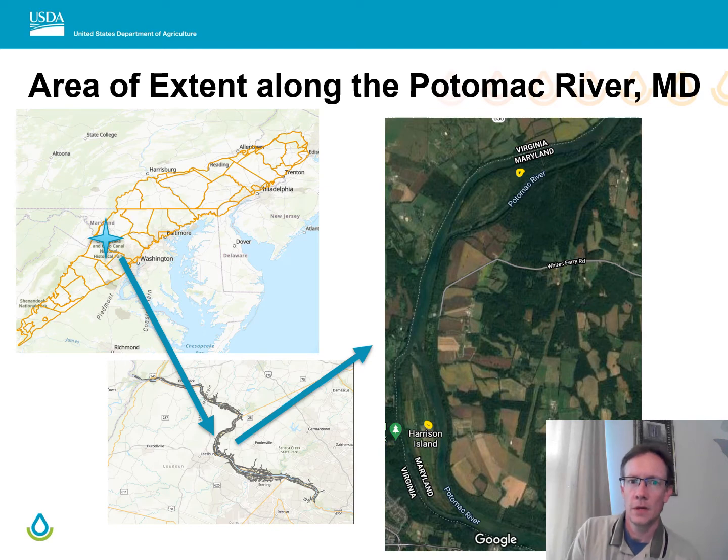Here's a picture of the area, the extent along the Potomac River. And on the right side here are the two islands I'll be working on, where these little yellow dots are.